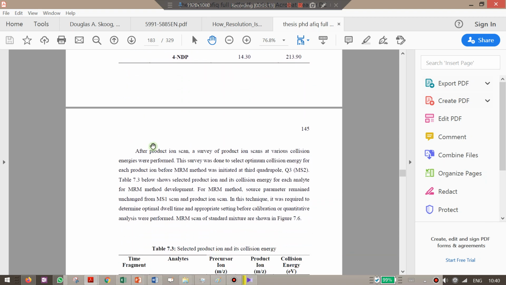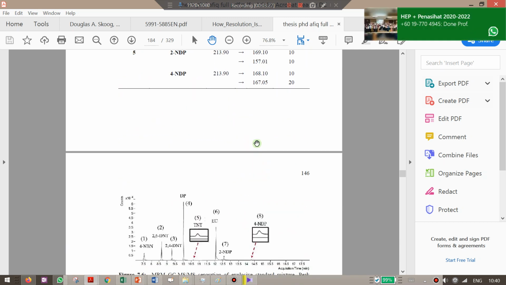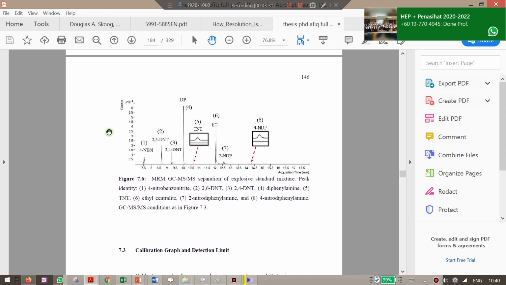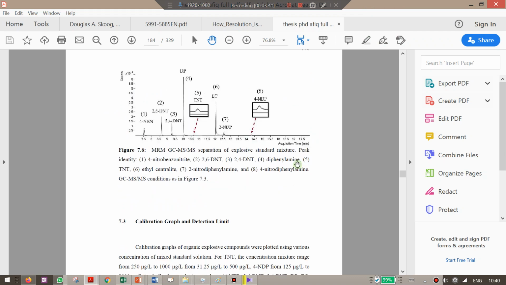Okay, so this is just an example. From your precursor ion, you will look at your product ion. Okay, whichever product ion you want to look at. Then you will get a very clean chromatogram, compared to the small, messy one you saw earlier. After you have done your improvisation, you will get a better chromatogram with a lack of noise.